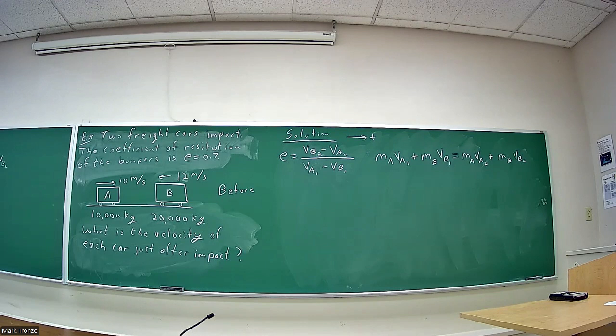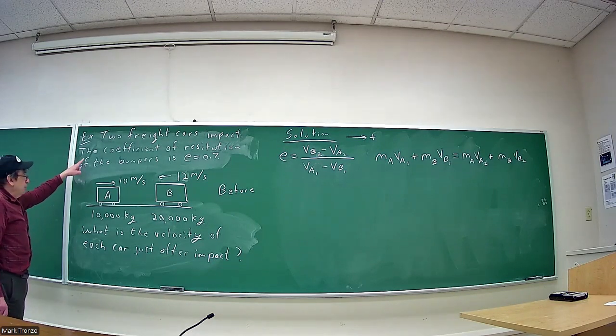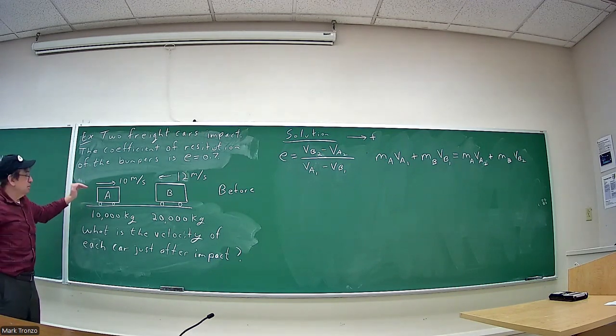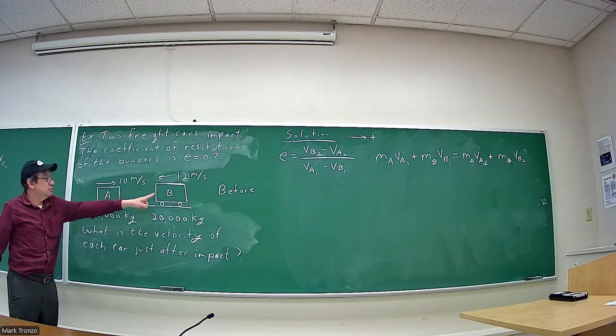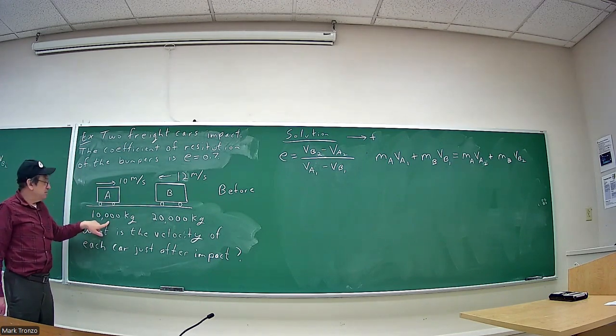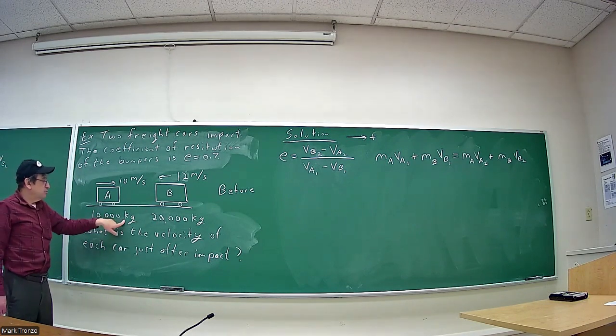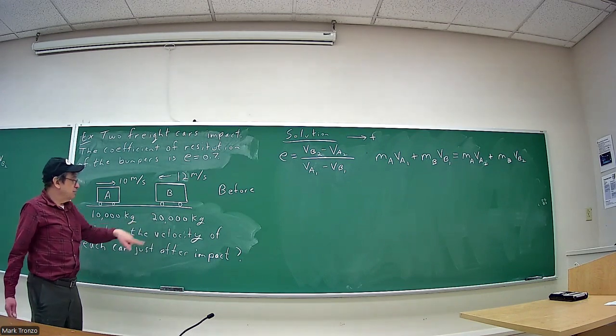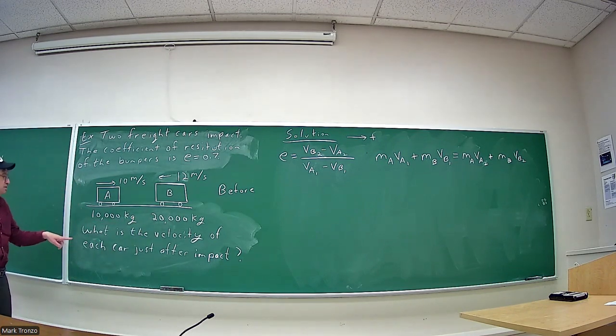So let's take a look at this problem here. This has a few more features in it. 2 freight cars impact. The coefficient of restitution of the bumpers is 0.7. We have this freight car going to the right 10 meters per second, this one to the left 12 meters per second. And this one, A, is 10,000 kilograms or 10 megagrams. And this one is 20,000 kilograms or 20 megagrams. So what's the velocity of each car just after impact?